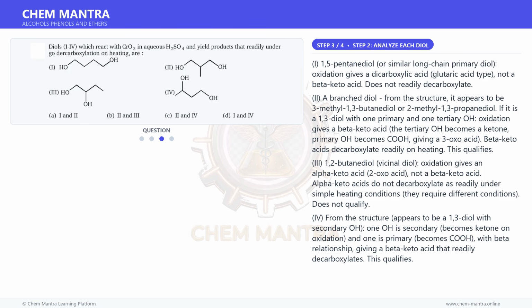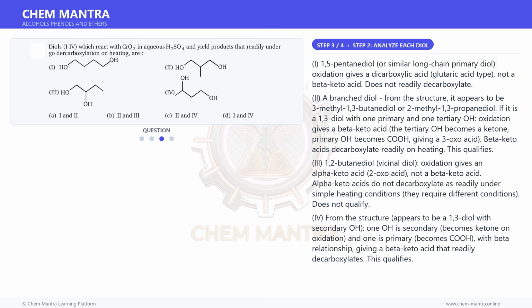Moving on to the next step. 1. 1,5-pentanediol or a similar long-chain primary diol: oxidation gives a dicarboxylic acid, glutaric acid type, not a beta-keto acid. It does not readily decarboxylate.